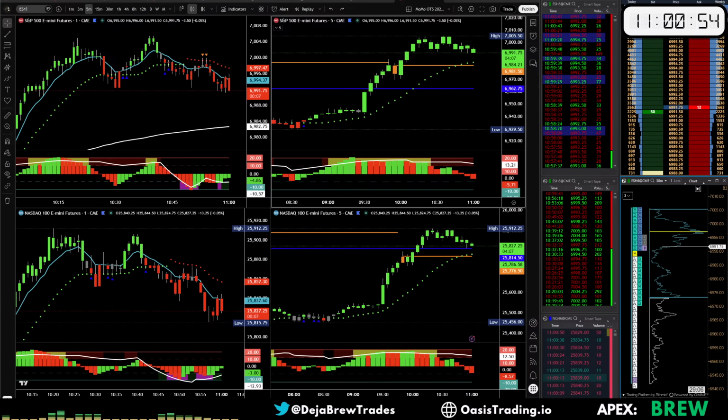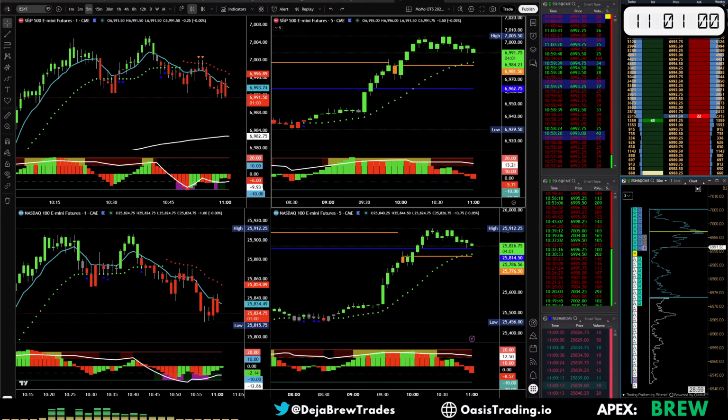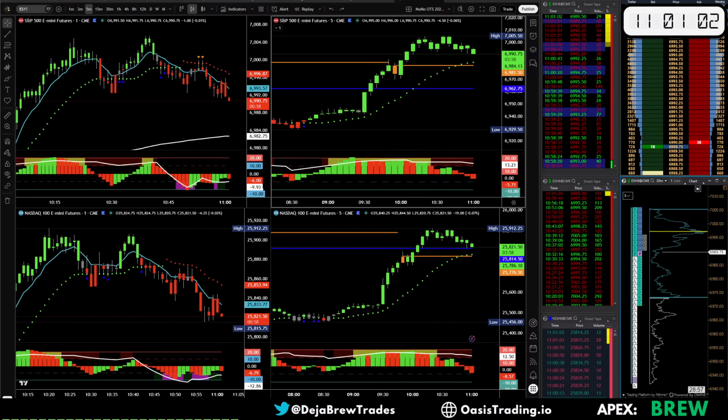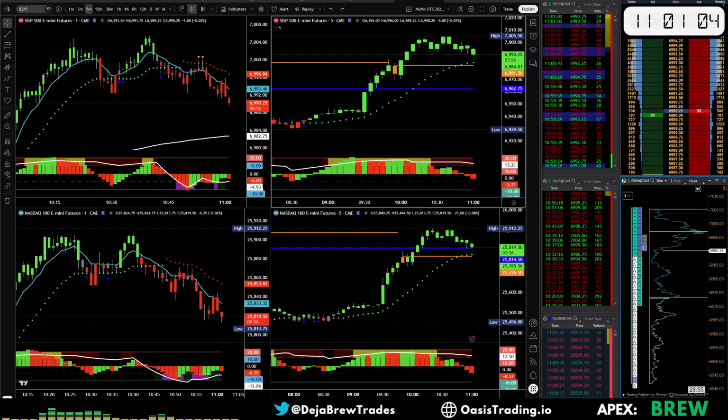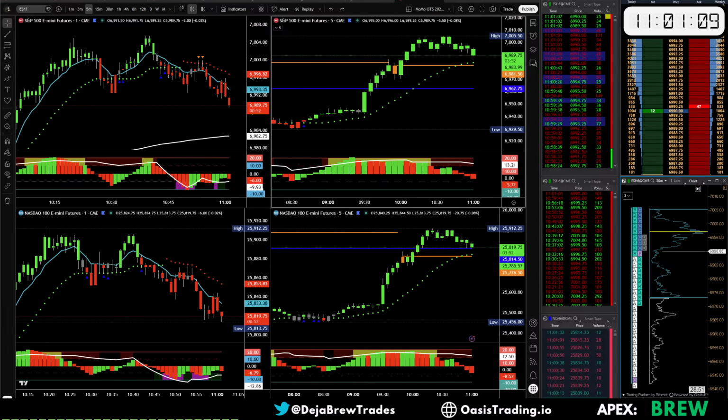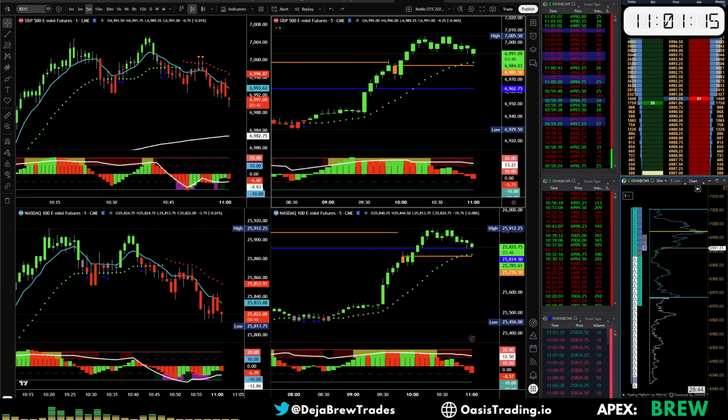Turning more into a P-shaped profile here, so they really need to protect this single print area. Starting to get below like 85, 80 starts to threaten that P-shaped failure, possibly going all the way back down to the open. Single print has been filled in, so now we'll see if it was just a single print fill in, where the sellers completely lose steam here, or is it actually a down move? Are those sellers going to keep coming in?